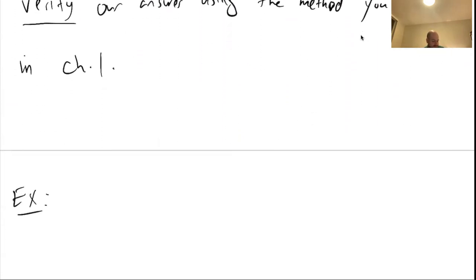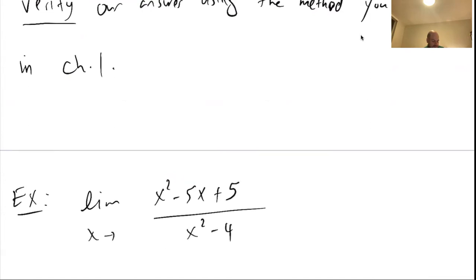So let's look at the next example. Let's say the limit of x squared, this time minus 5x plus 5, divided by x squared minus 4, as x approaches 2 from the right.